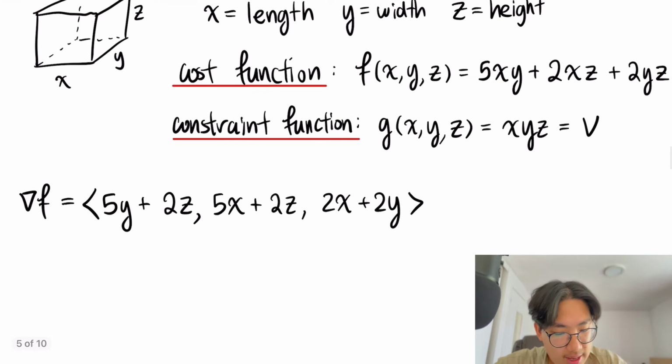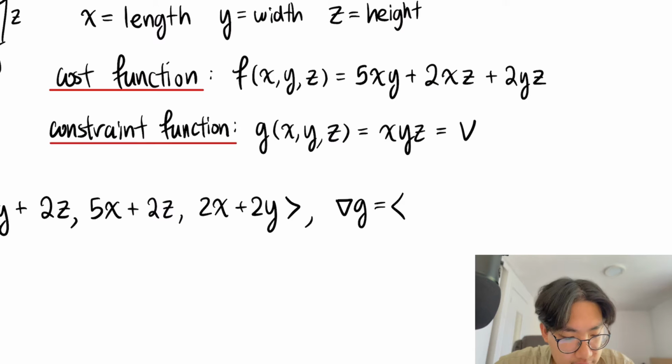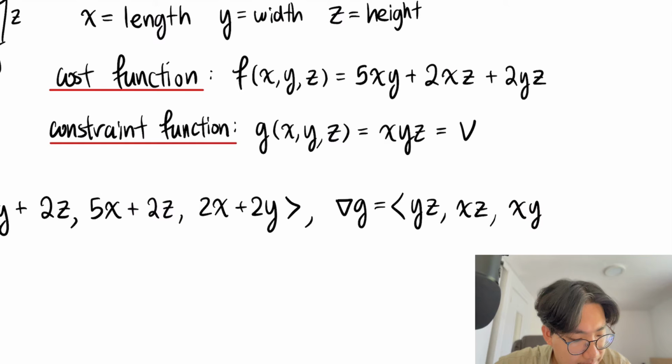Very good. And then we also need the gradient of g, or del g. So right here, xyz. This one's simpler. With respect to x, it's just yz. With respect to y, it's just xz. And with respect to z, it's just xy.